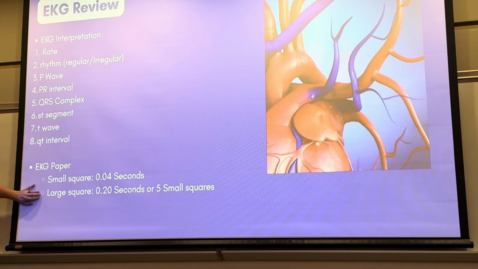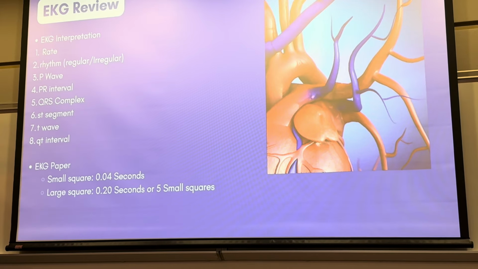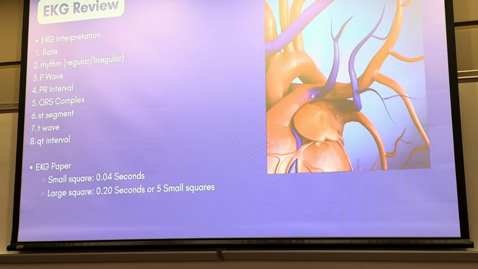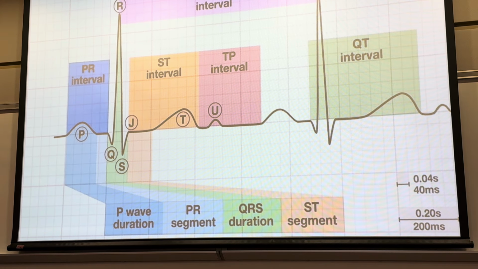Remember your small squares of your EKG strip are 0.04 seconds. Large squares are 0.2 seconds, or 5 small squares. There won't be one of those math calculations on this exam, so you're good to go, Drew. Here's your typical EKG strip. When I'm talking about small boxes versus large boxes, you have your small boxes here, and 5 small boxes make up 1 large square.